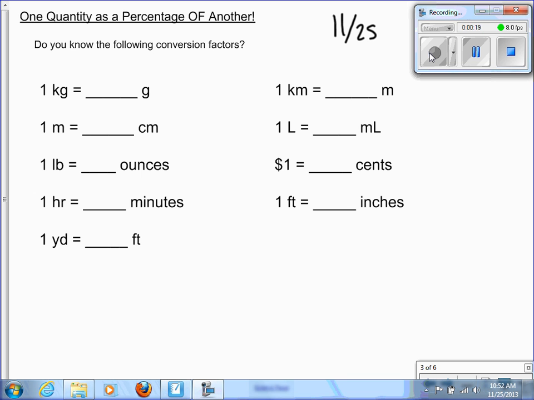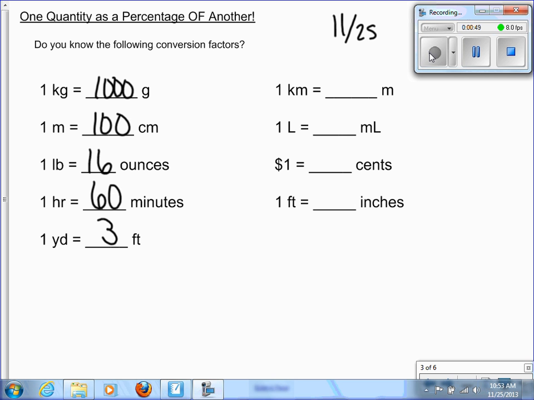Okay, so who can tell me 1 kilogram equals how many grams, Christian? 1,000. All right, 1 meter equals how many centimeters, Adam? 100. 1 pound equals how many ounces, Richard? 16. Good. 1 hour equals how many minutes, Lily? 60. 1 yard equals how many feet, Madison? 3 feet. Very good.